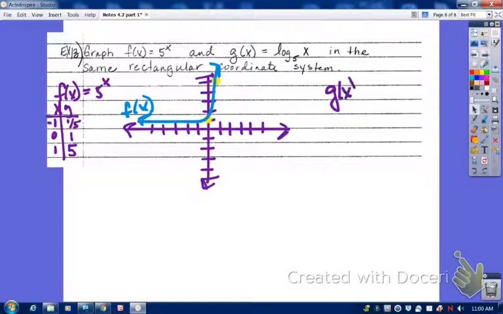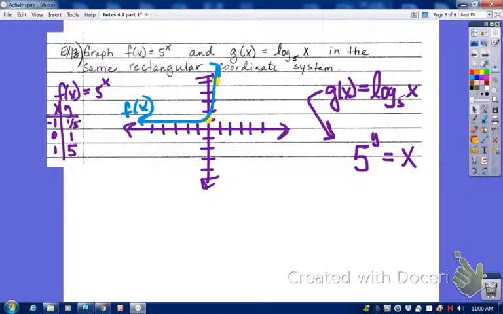Alright, when we graph g of x equals log base 5 of x, we're going to want to turn that into exponential form. Okay, it'll make it a little bit easier to graph if we turn it into exponential form. So what's the base of log base 5 of x? 5. What's the exponent? G of x, which is really like a y, and what's all that equal to?